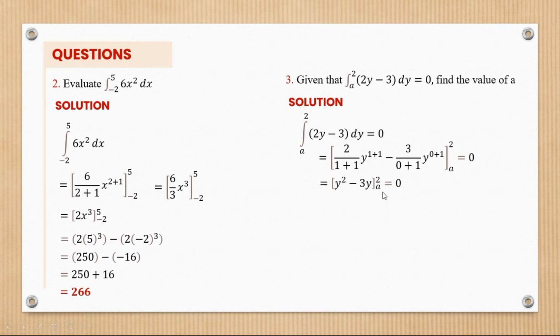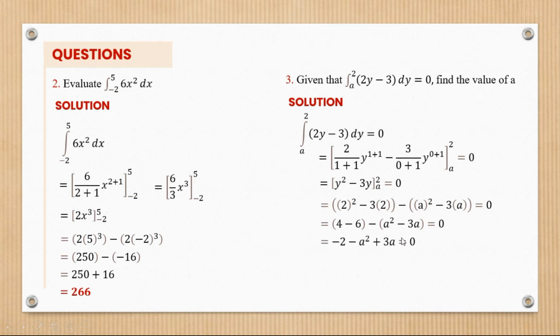Next we plug in the upper limit and the lower limit and take the difference. So this is the upper limit plugged in minus the lower limit plugged in. We have 4 minus 6 minus bracket a squared minus 3a being equal to 0. Next we have negative 2 minus a squared plus 3a equal to 0. So we arrange this and we have a quadratic equation. When we solve the quadratic equation, we see that either a is equal to 1 or a can be equal to 2.